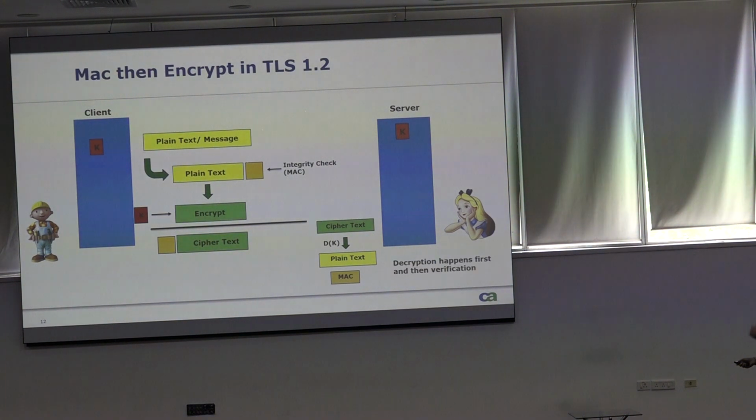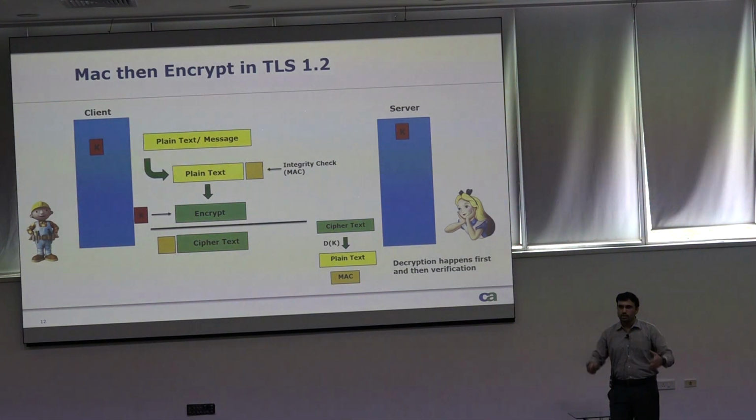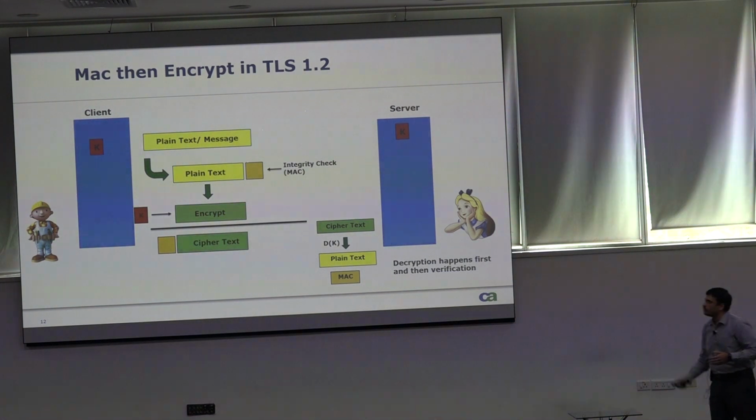So at the server end, what is actually happening is the decryption is happening first and then the verification is happening, right? Whatever content the server got from the client, the server is blindly using the key to decrypt the content, to compute the MAC, and then to compare the MAC to what was sent. All right, so what would go wrong here?